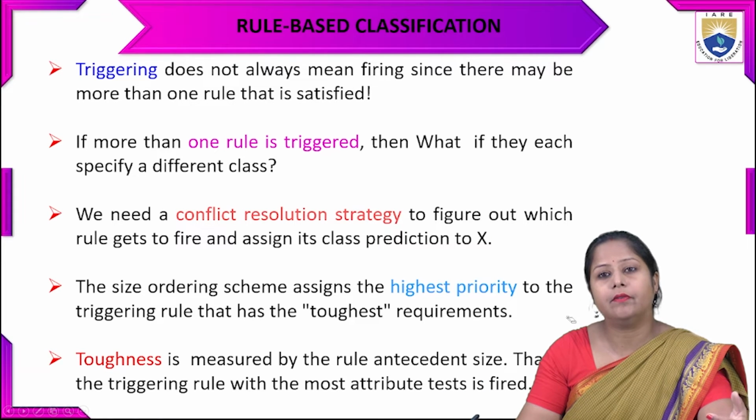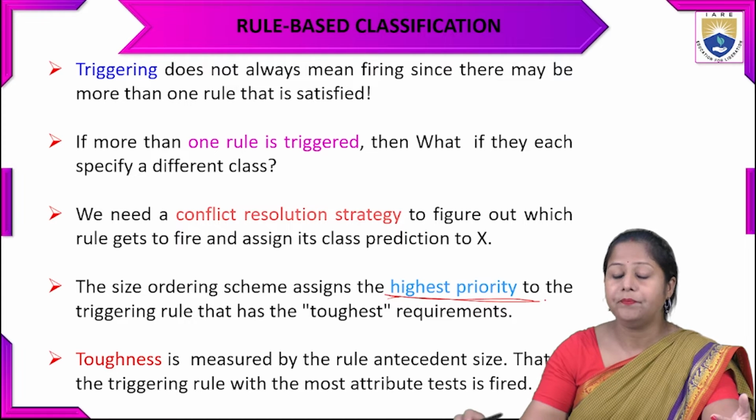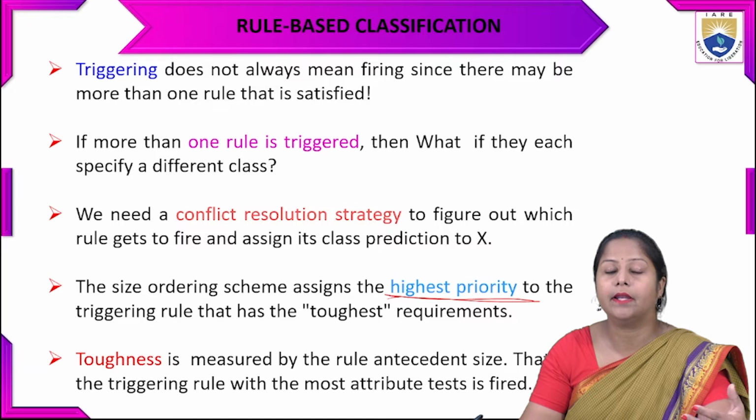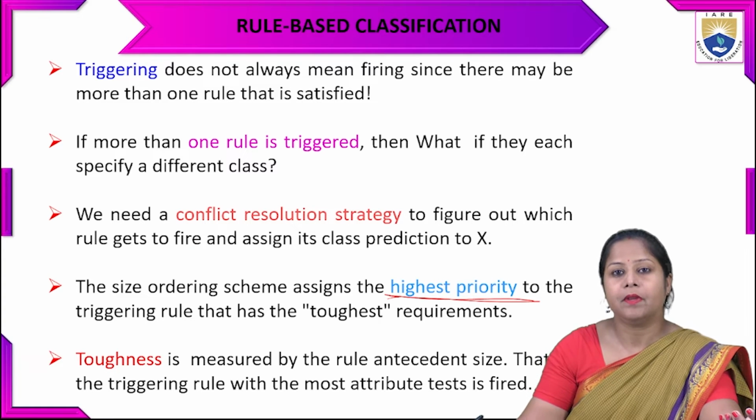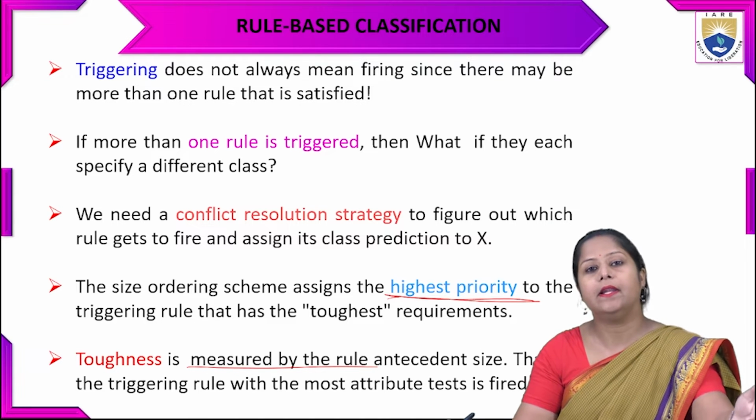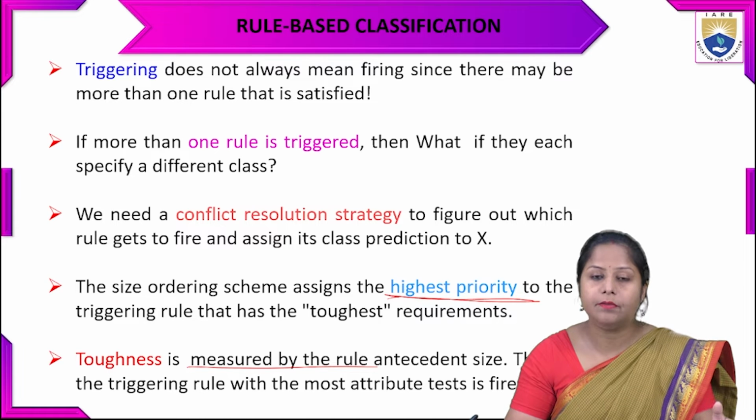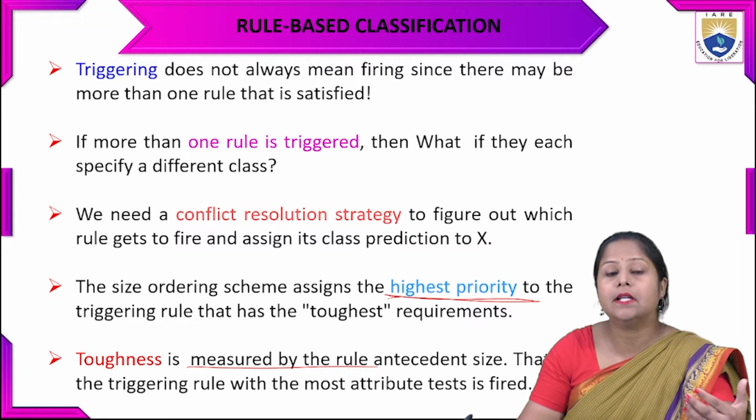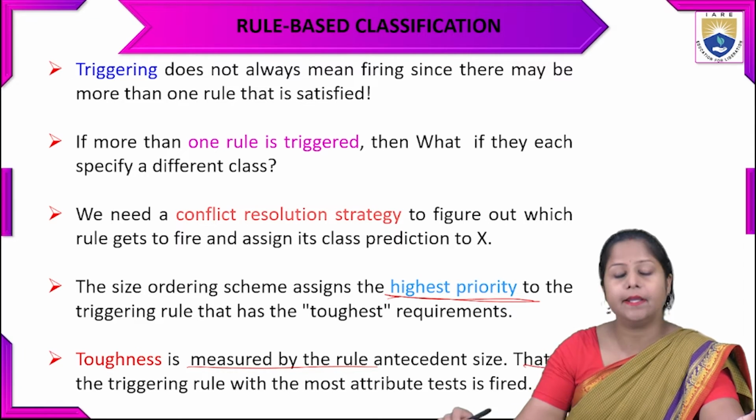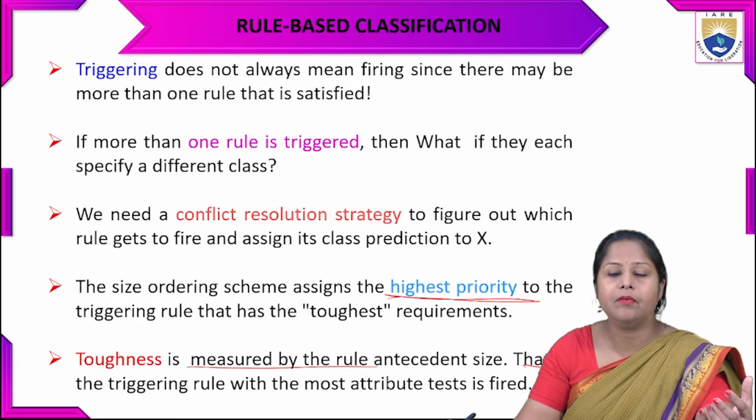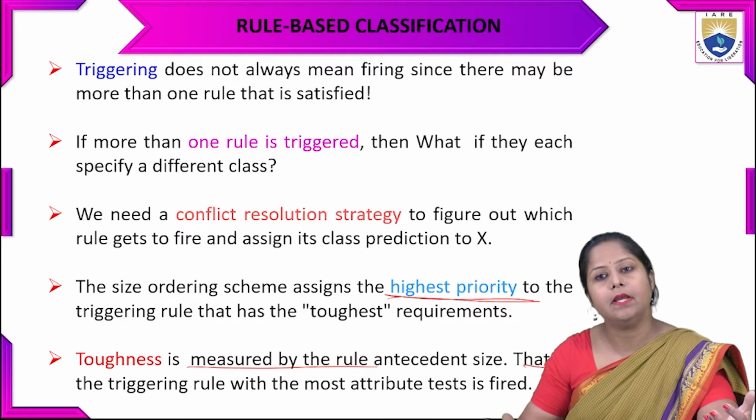We have to know what the highest priority will be, so toughness is one term we consider. Toughness is measured by the rule antecedent size, that is, the size of the left hand side of the rule. On the basis of that we decide how tough the rule is. So the triggering rule with the most attribute tests will be fired.